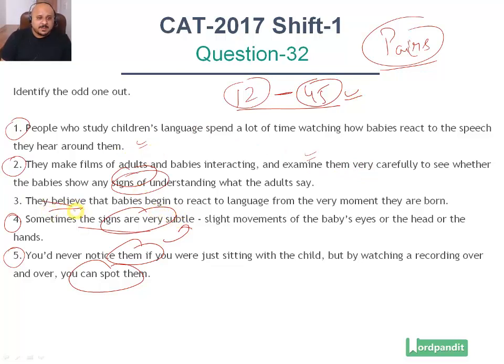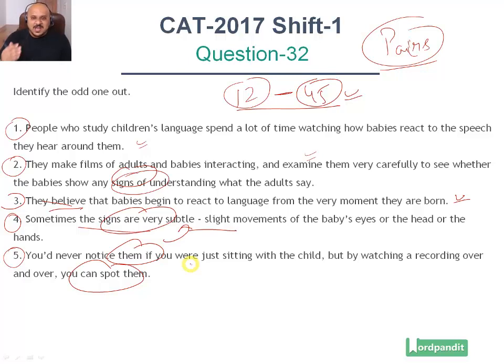Now if you look at statement number 3, it says they believe that babies begin to react to language from the very moment they are born. So that means they instantly start reacting. Was there at any given point of time any reference to babies instantly reacting? Is this about the time of their birth? If they start reacting instantly, then you don't have to look for subtle signs. He's talking about subtle signs, making videos, observing when they move.